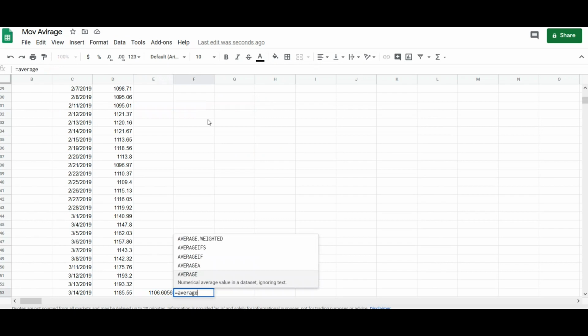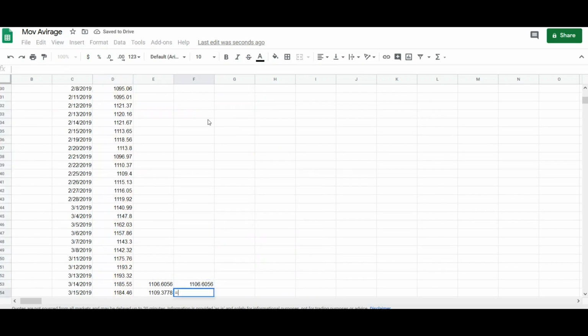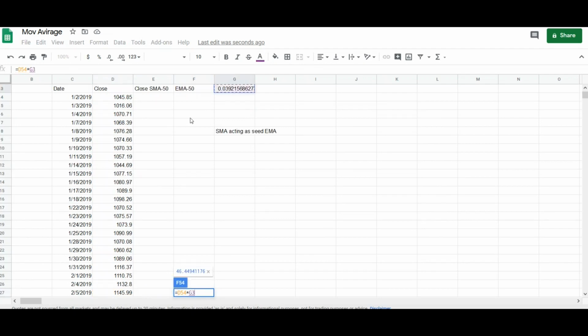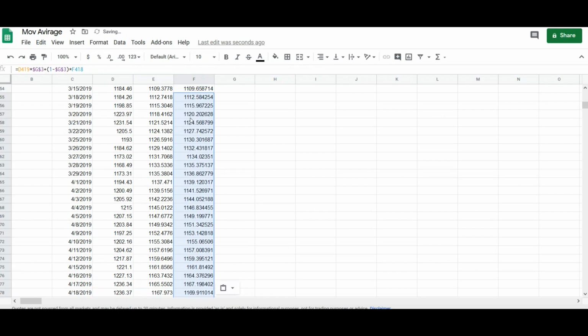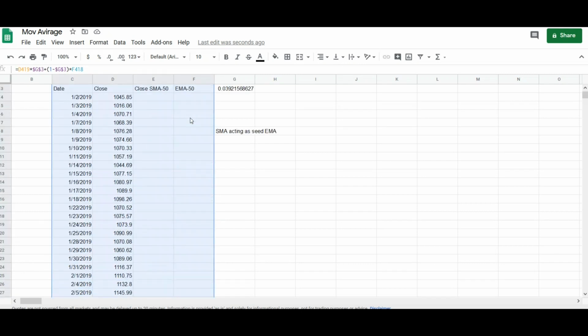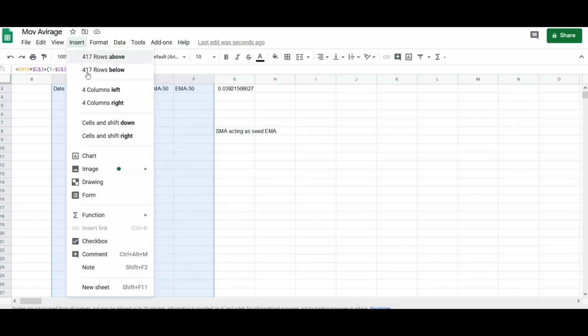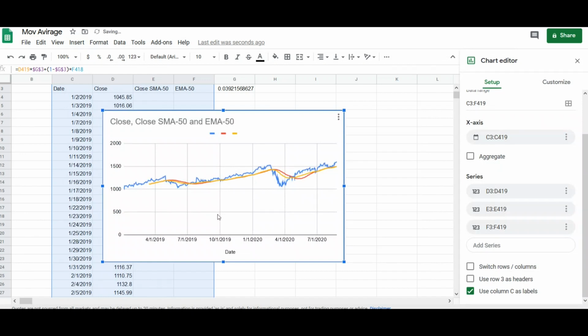Let's get the seed EMA as the 50-day simple moving average, and the EMA formula like before is D54, that is the current price multiplied by alpha in cell G3 plus F53, that is the prior day EMA multiplied by 1 minus alpha. I'll copy this formula to the end and let's graph and see what it looks like. Selecting data from below to top will place the graph at the top portion when we insert the graph in Google Sheets. Otherwise, the graph will be at the bottom.